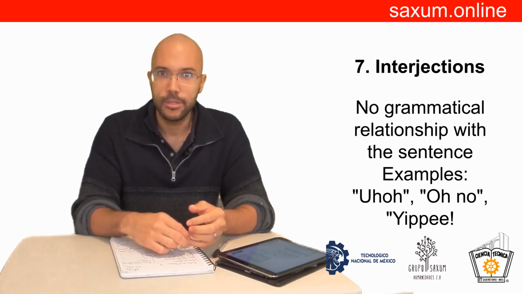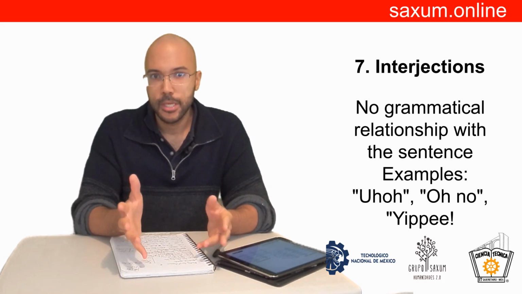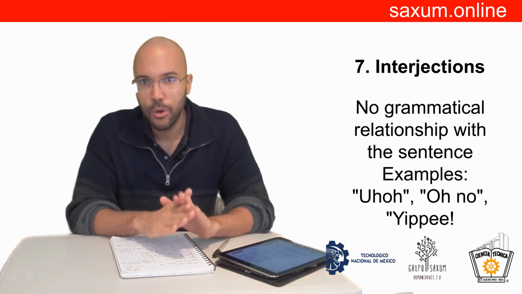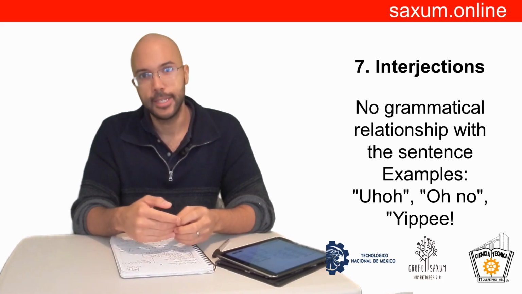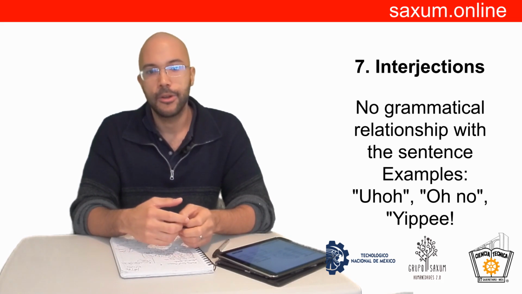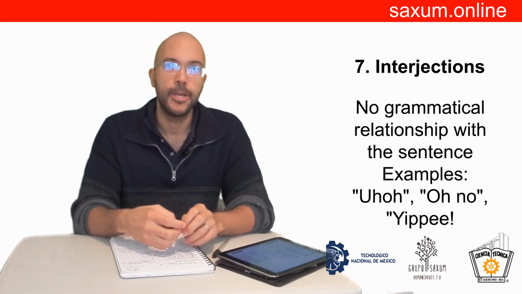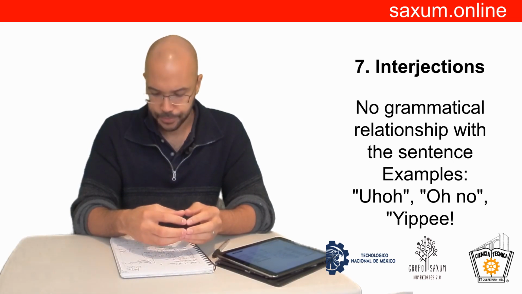And last, we have, among the parts of speech, what are known as interjections. Interjections. The interjection is a word that simply has no grammatical relationship with the sentence, okay? But they're often present. They may express some emotion on the part of the speaker.